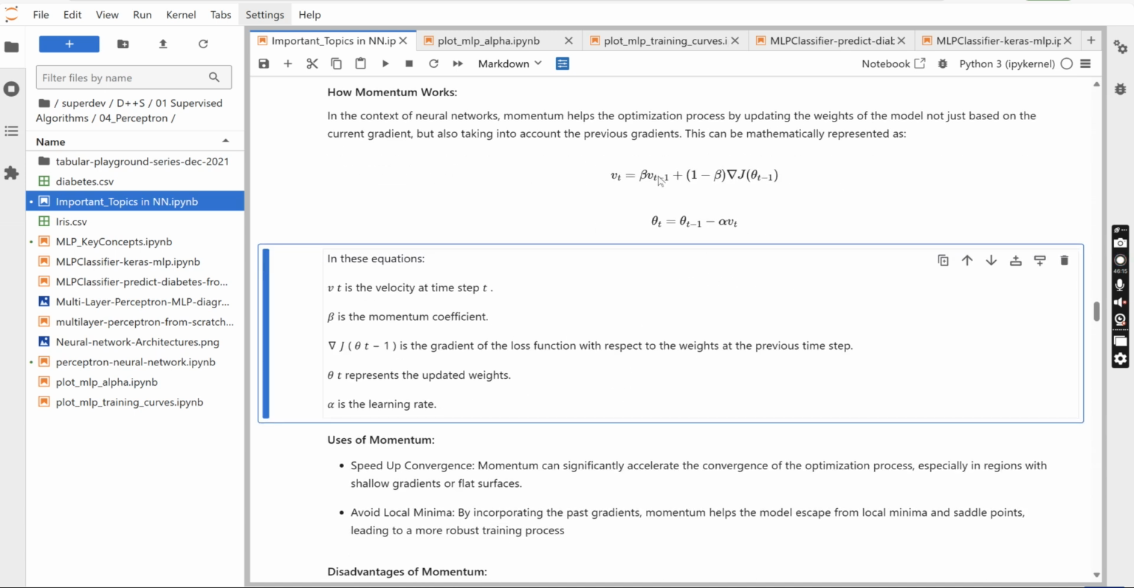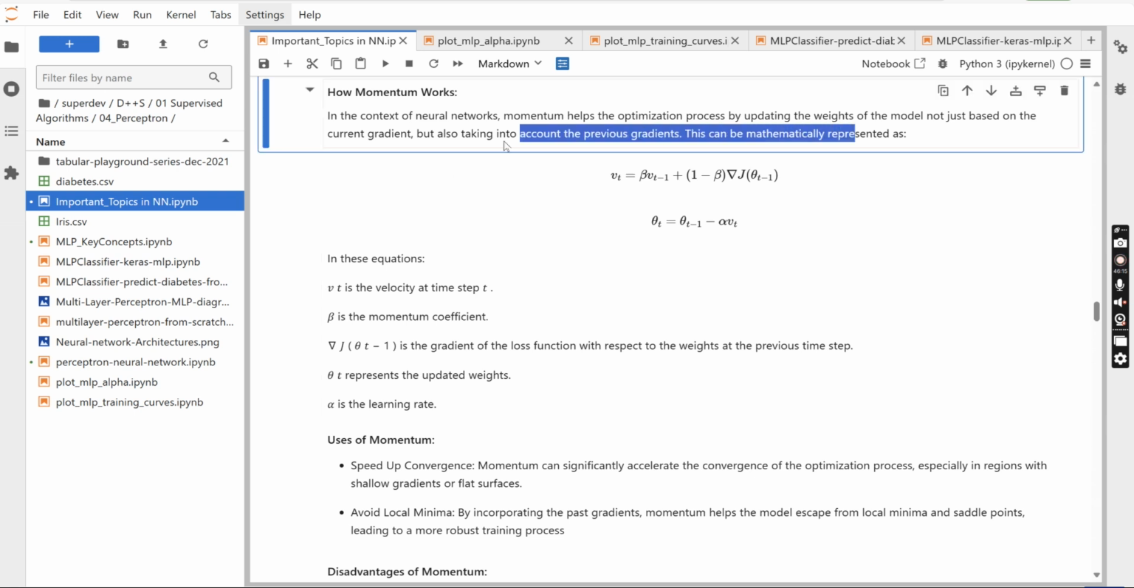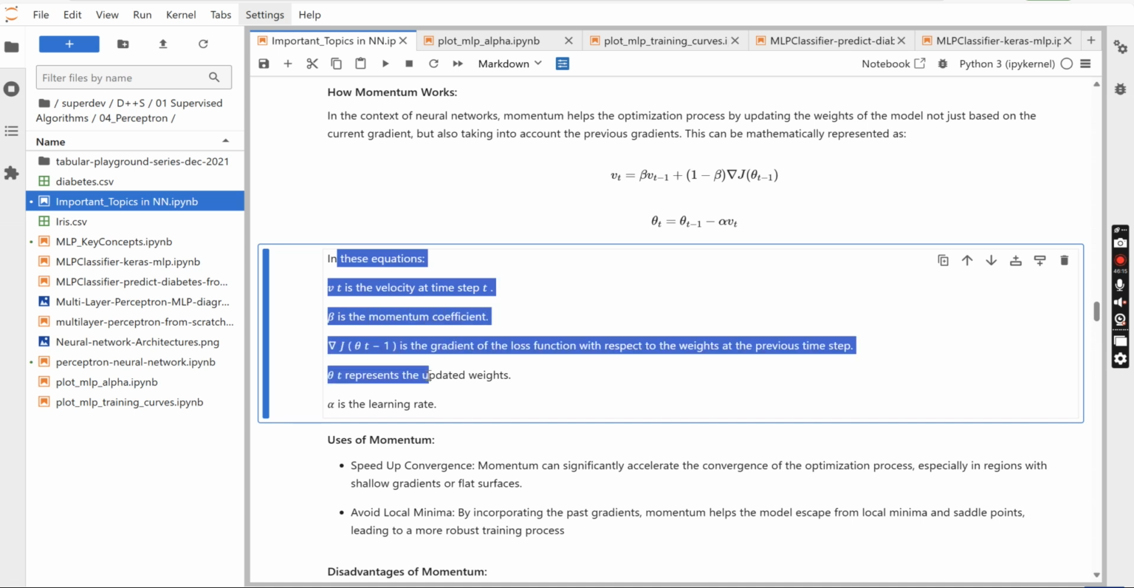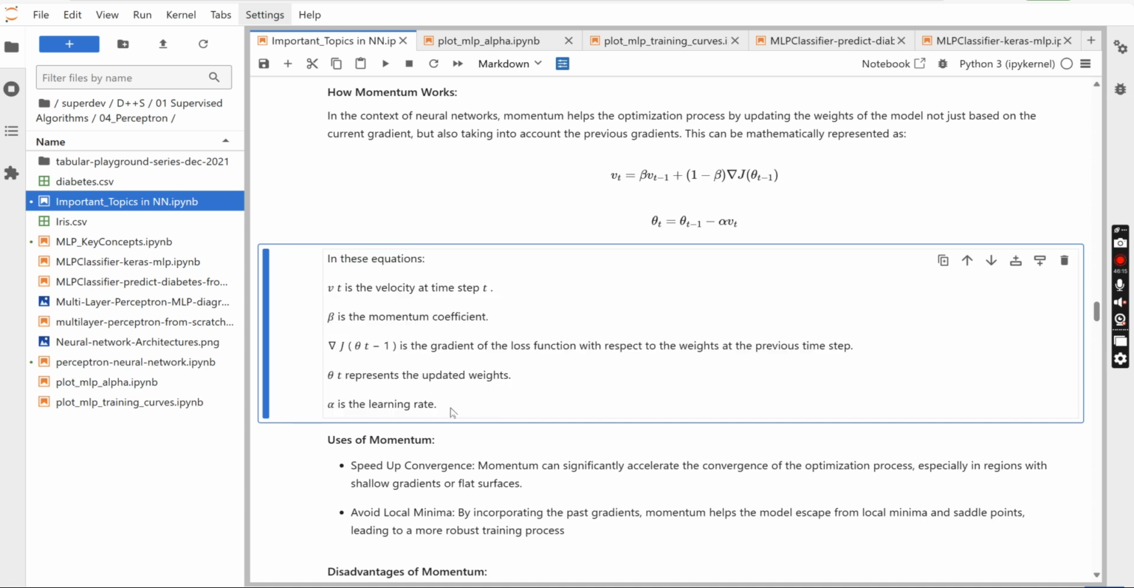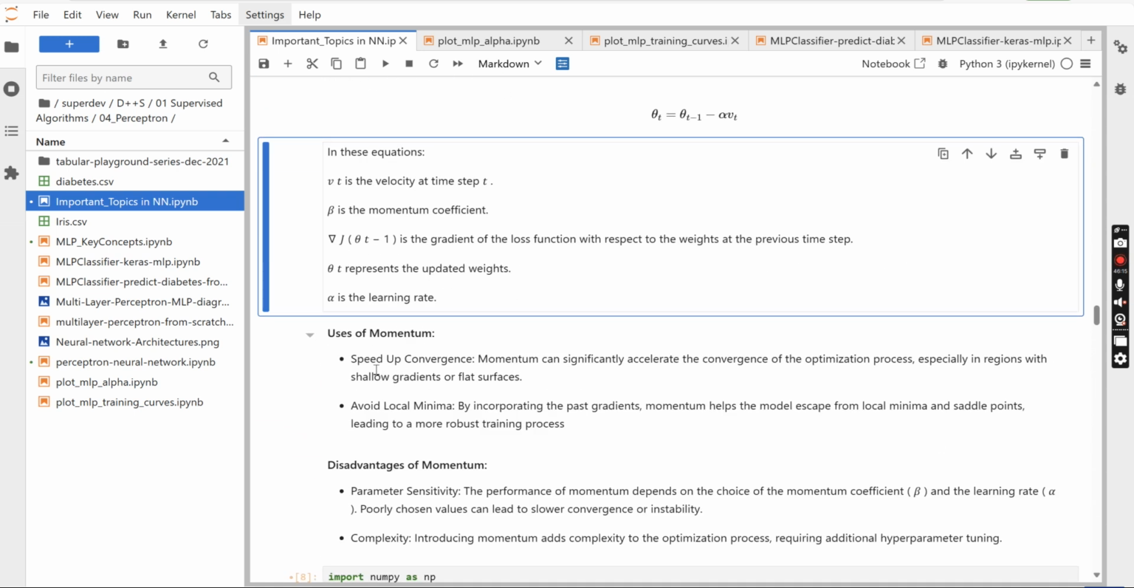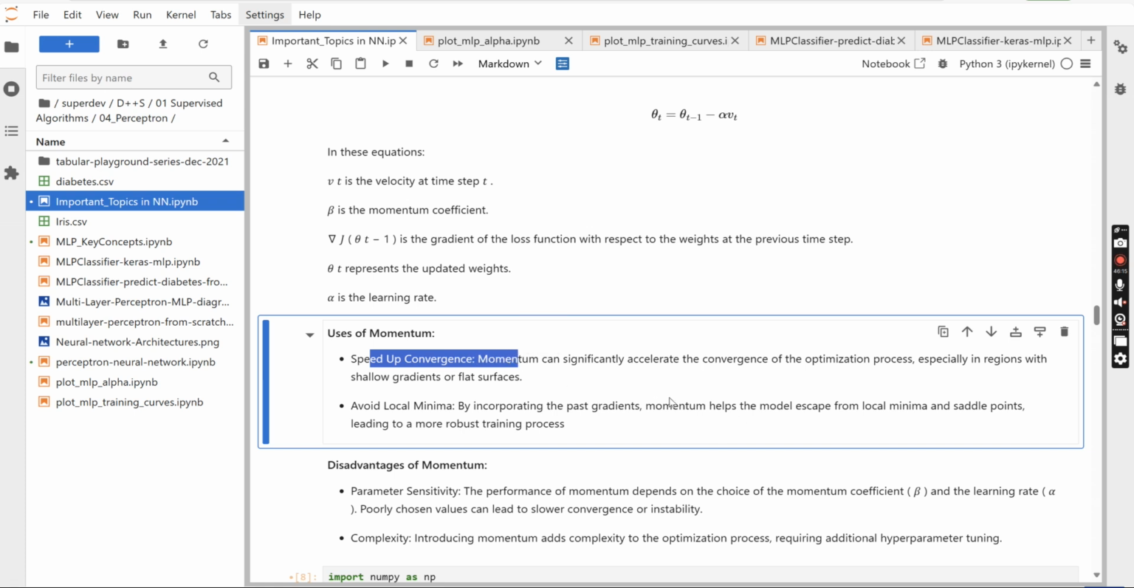So again, don't worry about mathematics. Just remember, this momentum is taking into account previous gradients also. By doing that, it knows how the step was taken in the previous step and how it should take the step in the current step. So this way it knows where to converge better. That's how it is able to speed up the convergence.